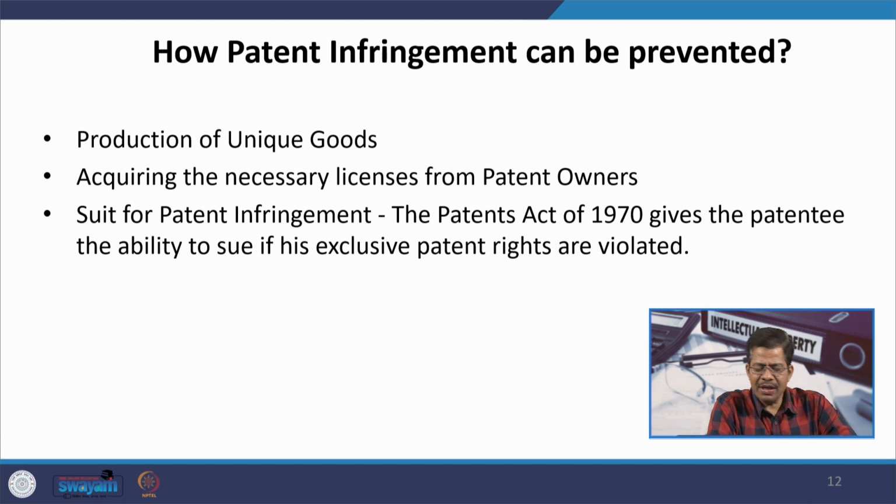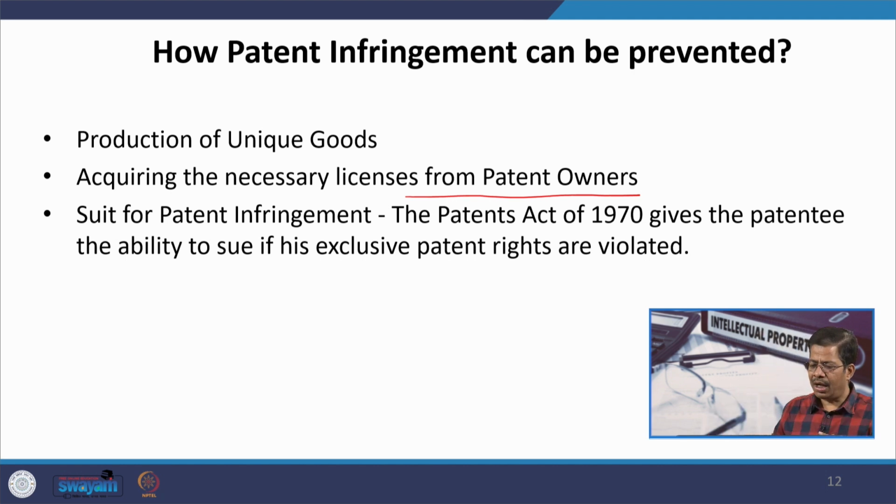Now, how can patent infringement be prevented? So, patent infringement can be prevented using a multi-prong approach. Now, when I say multi-prong approach, what does it mean? It means that first you need to procure the license from the patent owners. So, that when I am making a product, I need to see whether the technologies which I am going to use are still live protected ones or not. If they are live protected ones, I have to acquire the necessary license from the owners, assignees of those particular patents. Then production of unique goods.